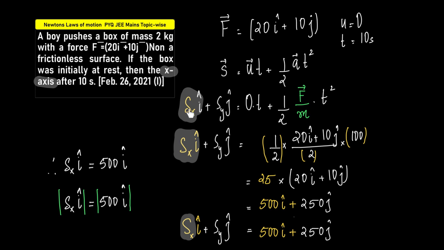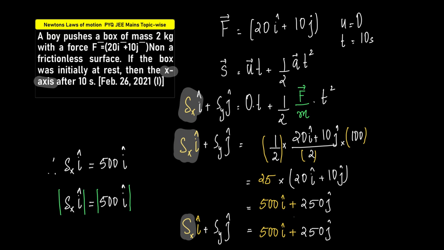So we need to find out Sx. So 1 by 2. 2 into 2 is 4. 100 by 4 is 25. 25 into 20 is 500. 25 into 10 is 250. So this is 500 I plus 250 J.